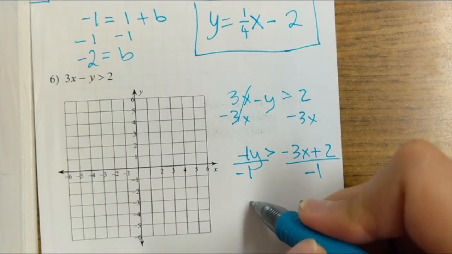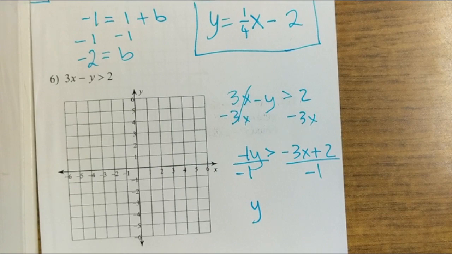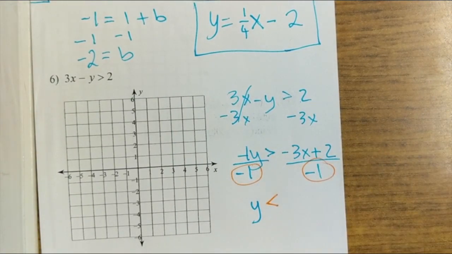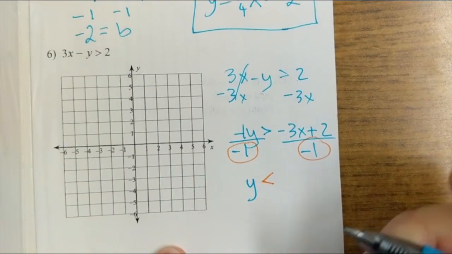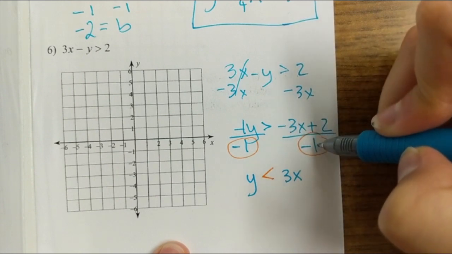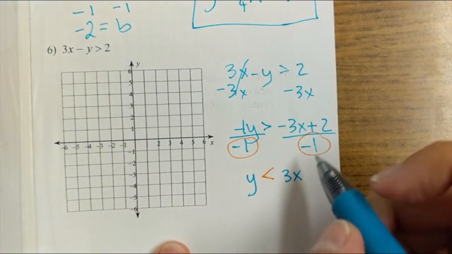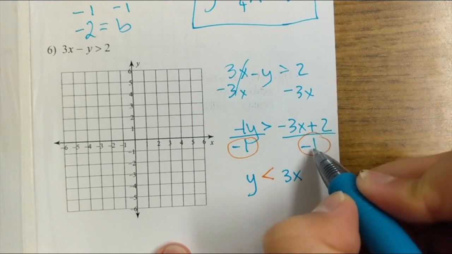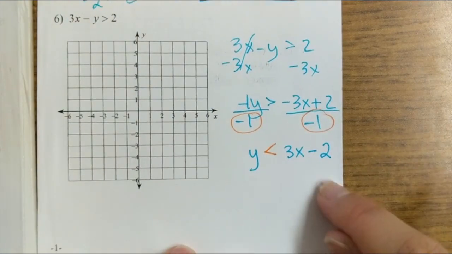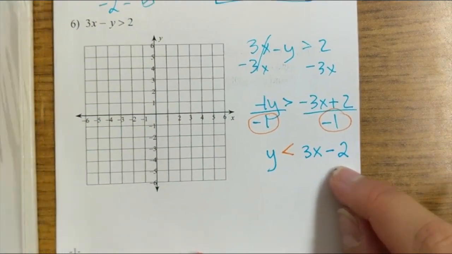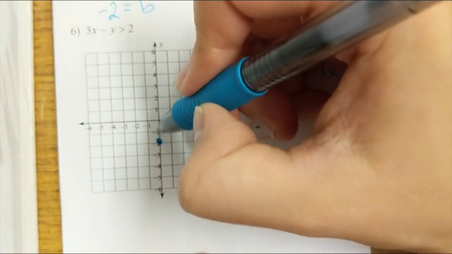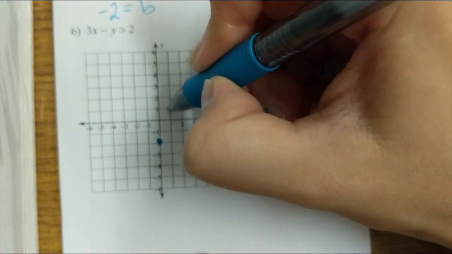-1 divided by -1 is +y, but because we divided by a negative, we have to flip that inequality symbol. So now y is less than +3x, so -3 over -1 is +3x, and then plus 2 divided by -1 is -2, and here we have our y equals mx plus b form. So put a dot at -2. Our slope is 3/1, so go up 3/1.